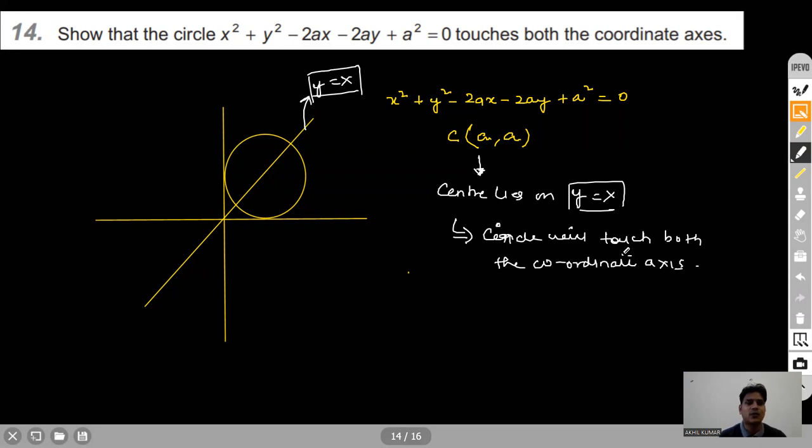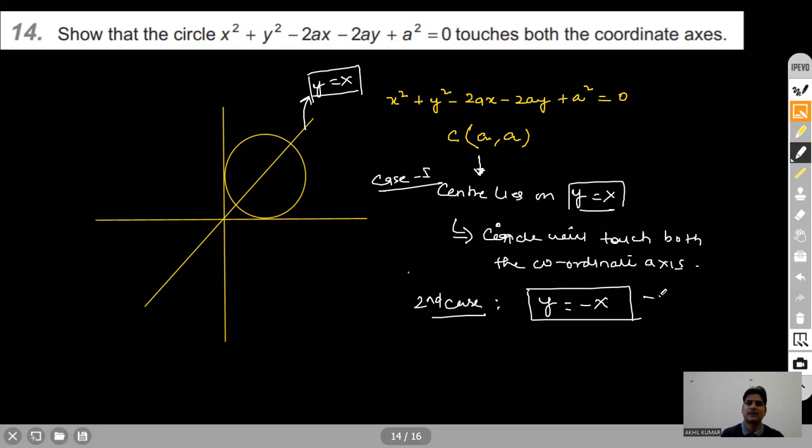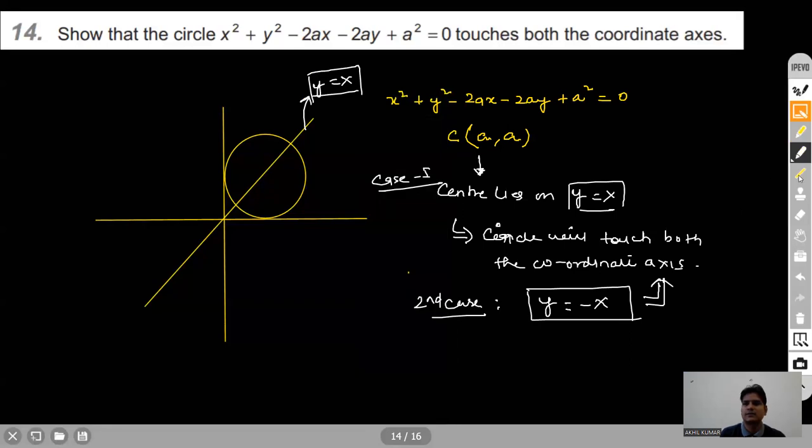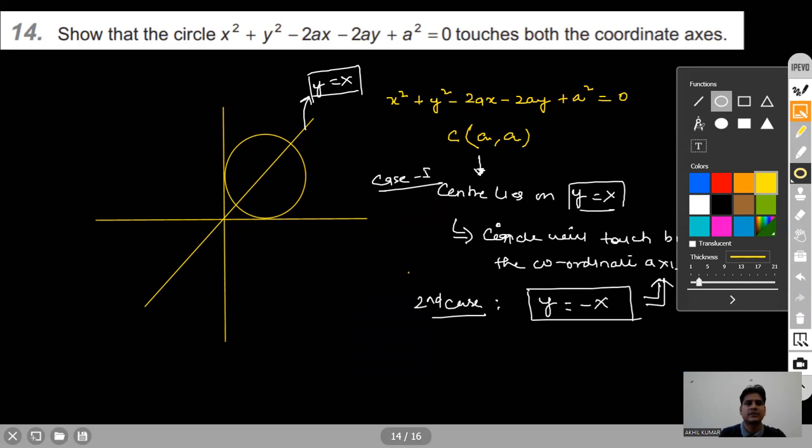Now, one more case may arise. What if the center lies on the line y equal to minus x? In that case also, the circle will touch both the coordinate axes. This is the first case, where if the center lies on y equal to x, it will touch both the axes. And if the center lies on the y equal to minus x line, then also it will touch both the coordinate axes. Okay, so here it lies on the line y equal to x. Hence, this proves the statement that it will touch both the coordinate axes. Okay. One more case. Let me draw one more circle here.